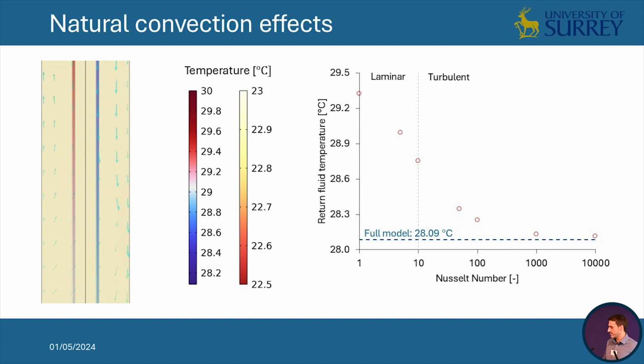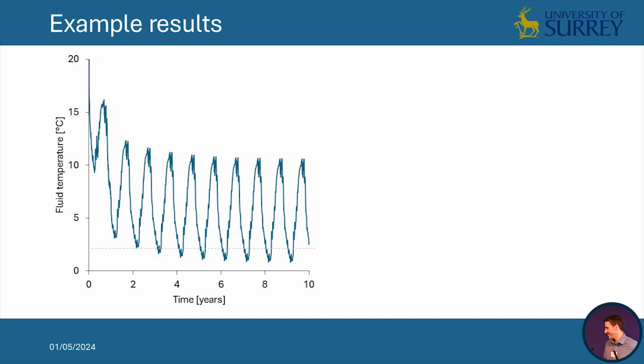And then by using different Nusselt numbers, we can say that the higher you go, the closer you get to the fully coupled model. Now, in saying that, because this is an approximation, and again, this is early stage work, a lot of what I'm presenting in the following slides uses Nusselt numbers from the lower side, just for conservatism. So the results will be quite conservative.